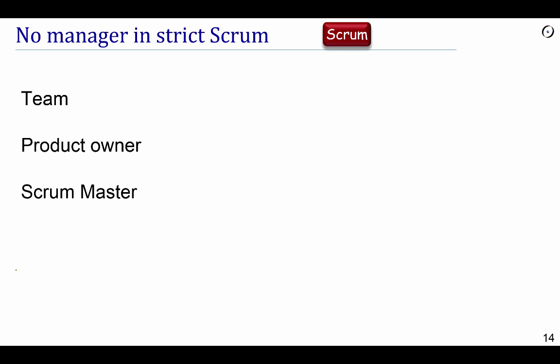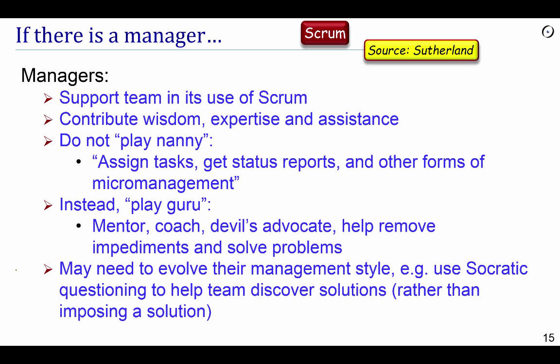The tasks, as we've seen, are split between the team, the product owner, and the Scrum Master. On the other hand, Scrum authors realize that for some companies this is going to be too much and that they will still want to have a project manager, and so they have some advice for managers if there are any. The managers should do certain things and not do some other things. So they should support the team in its use of Scrum like the Scrum Master does. They should contribute wisdom, expertise, and assistance, so that's kind of the coach and mentoring role.